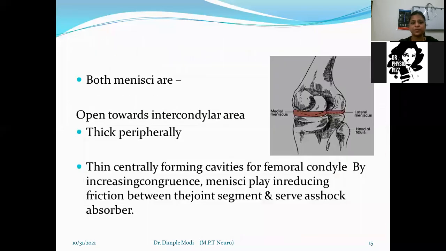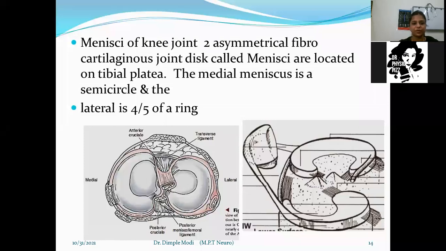Now we come to the menisci. Why are menisci important? As I already told you, it is because they increase the joint congruency. That's why the menisci give additional support to the joint. The tibiofemoral congruence is improved by the medial and lateral menisci, which form concavities for the femoral condyles.